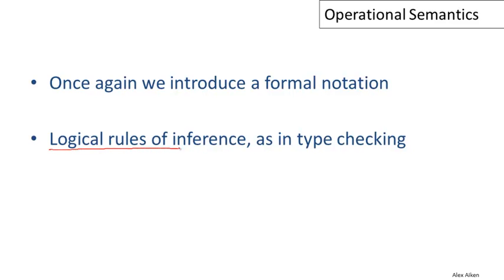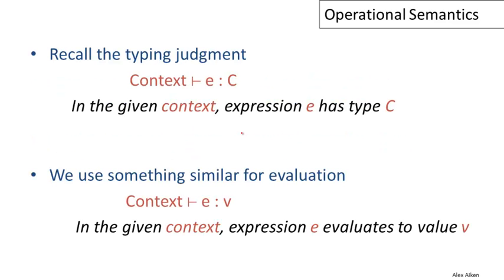We're going to be using logical rules of inference. So in the case of type checking, the kinds of inference rules we presented prove things of the form that in some context we could show that some expression had a particular type, in this case the type C. And for evaluation, we're going to be doing something quite similar.